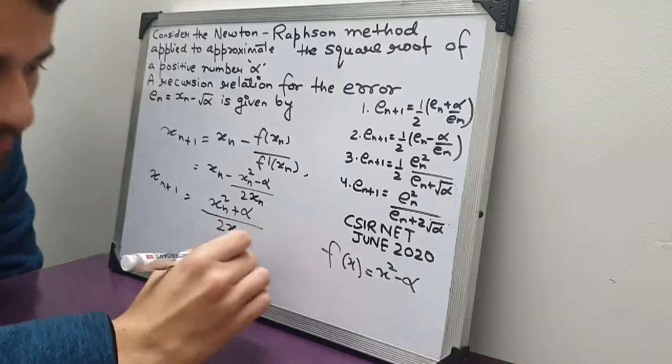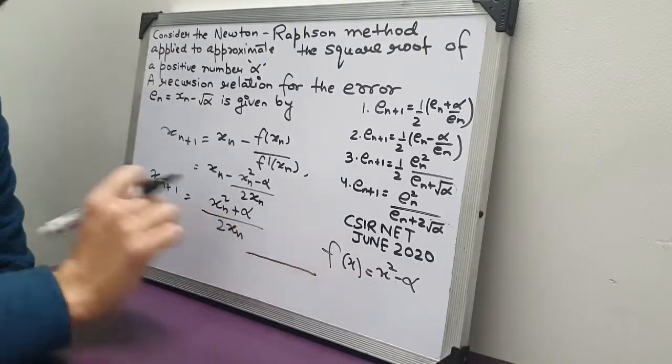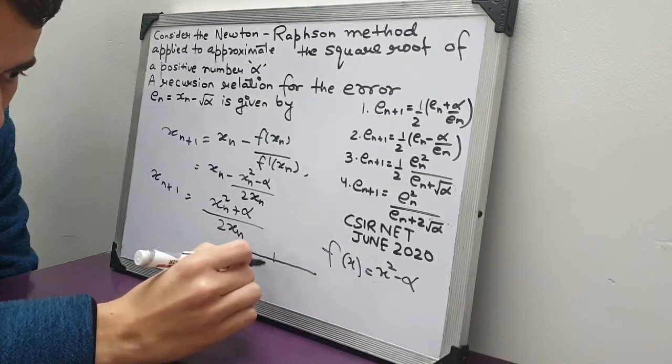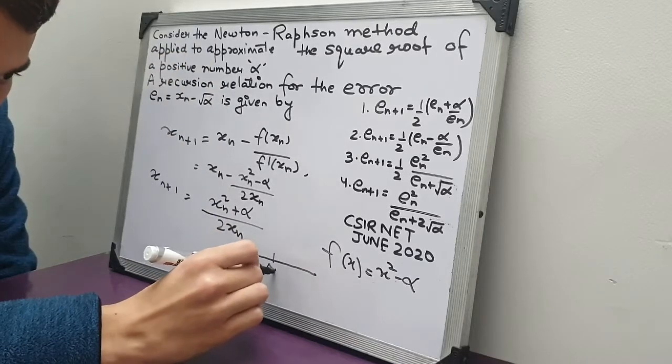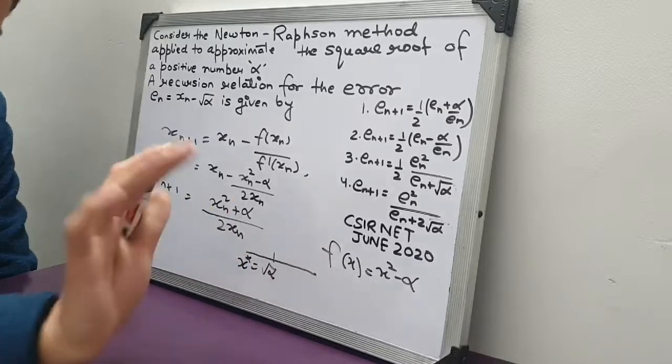Now in general, suppose this is our real line. Here is some number which I am calling my root. In our case it is root alpha, which I denote by x star, just for notation.